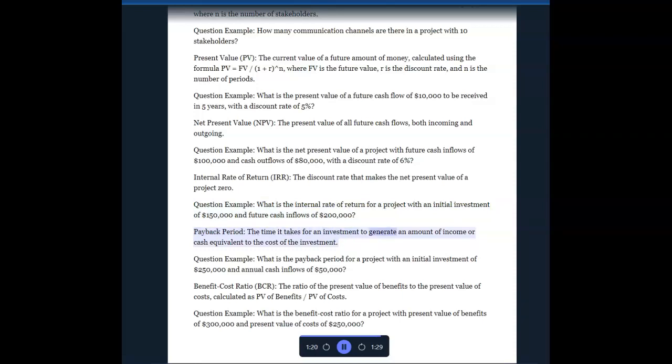Payback period. The time it takes for an investment to generate an amount of income or cash equivalent to the cost of the investment. Question example: What is the payback period for a project with an initial investment of $250,000 and annual cash inflows of $50,000? Benefit cost ratio, BCR. The ratio of the present value of benefits to the present value of costs, calculated as PV of benefits / PV of costs. Question example: What is the benefit cost ratio for a project with present value of benefits of $300,000 and present value of costs of $250,000?